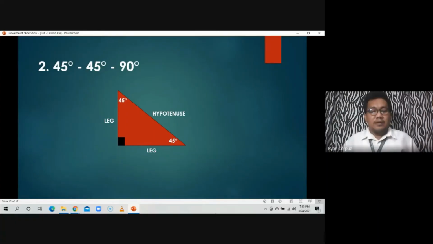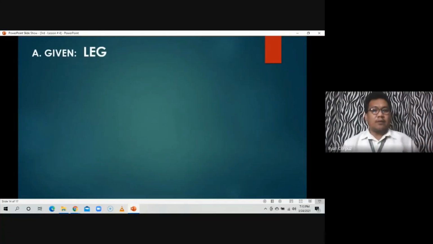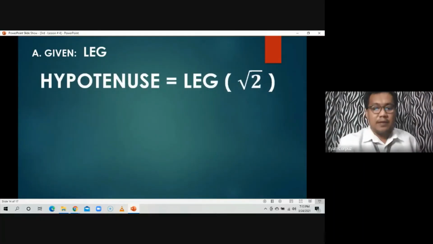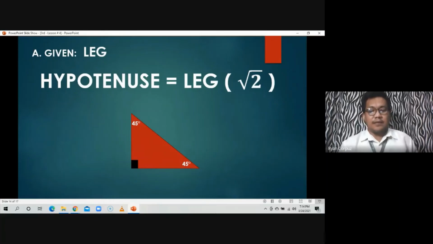So paano? So, letter A, if the given is the leg, for example, any of the leg is given. So if the given is the leg, to find for the hypotenuse, it will just be equal to leg times square root of 2. So yung given leg mo, just multiply it by square root of 2, then you'll get the measure of the hypotenuse. So paano yun? Let's have this example.